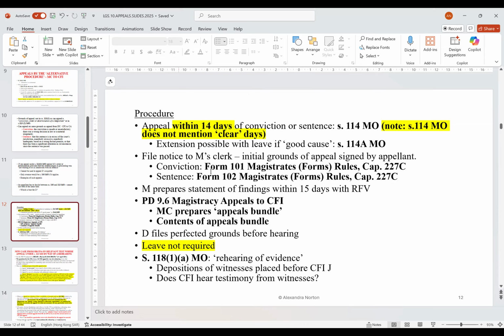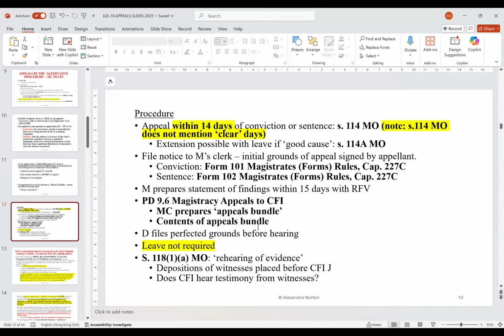So how do you appeal? Under 113, if it's conviction, Form 101, sentence 102, the magistrate then prepares a statement of findings within 15 days with his reasons for verdict, and an appeals bundle gets prepared for the judge in the CFI, and that contains the reasons for verdict, reasons for sentence, the trial extracts of the trial transcript, etc.